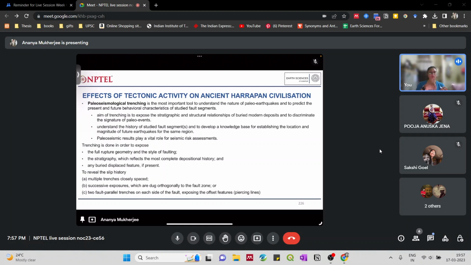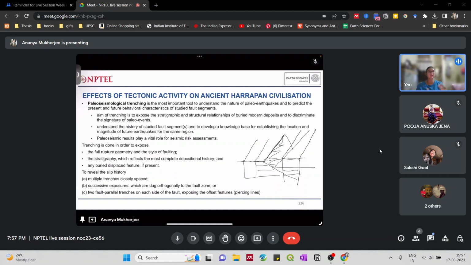So if this is the fault, this is the fault scarp, and this is your fault. We need two fault parallel trenches on each side of the fault, so we can see the offset features. Suppose this is trenched and exposed; obviously you are not going to see the subsidence or the displacement on the surface always. So one trench over here and one trench over here, this is your ground surface. You will see that there is an offset in the stratigraphic relationship.